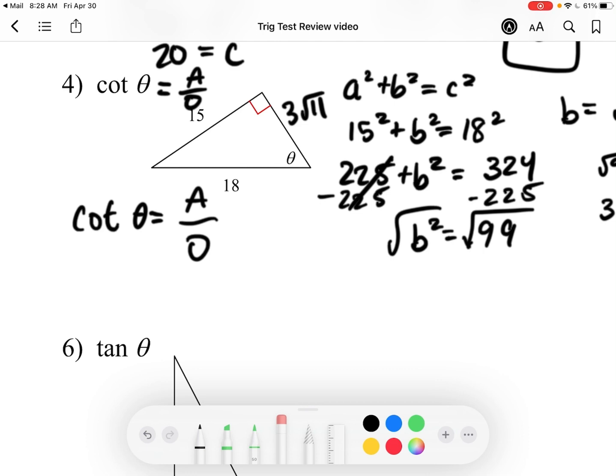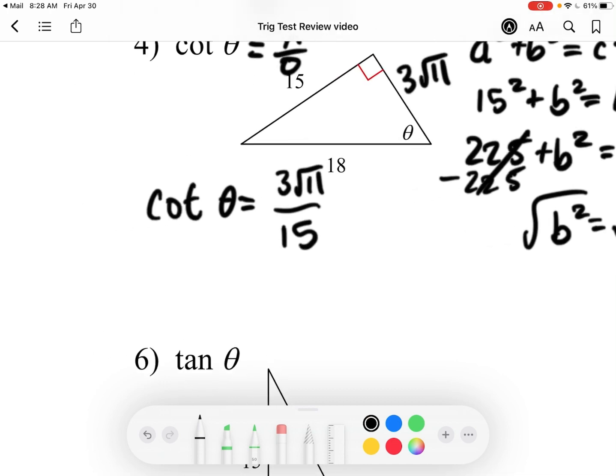So the adjacent side is 3 times the square root of 11, and the opposite side to this angle is 15. So we get cotangent theta is equal to 3 times the square root of 11 over 15. Now, this is not going to be the option that you see because this can be simplified further.